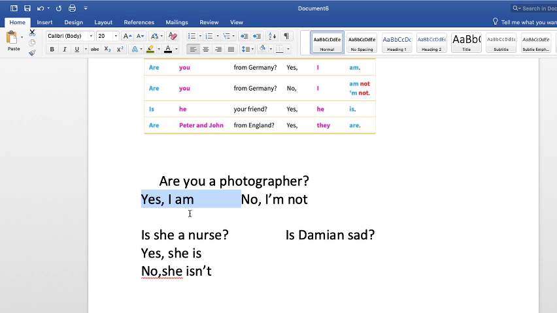And remember that when you answer yes, we do not shorten the answer. We just leave it in full answer. We do not contract the verb be. The verb be is in its long form. But if we use no, as here, we can contract it. No, I'm not. We can use the contraction.